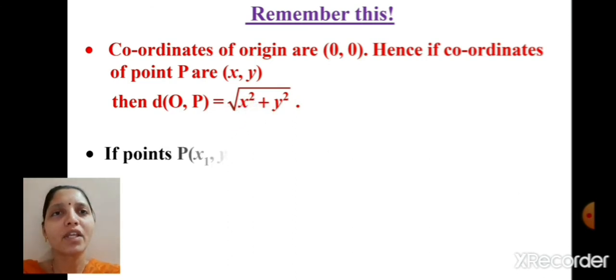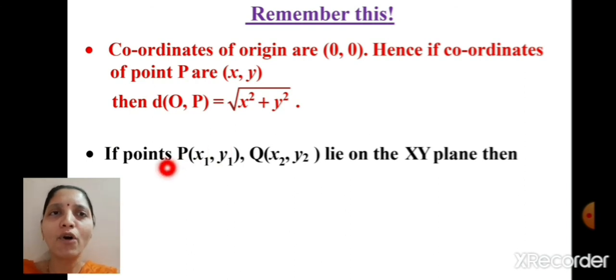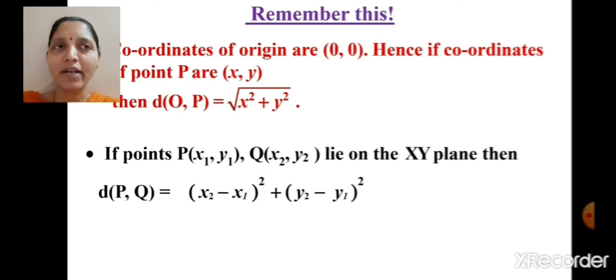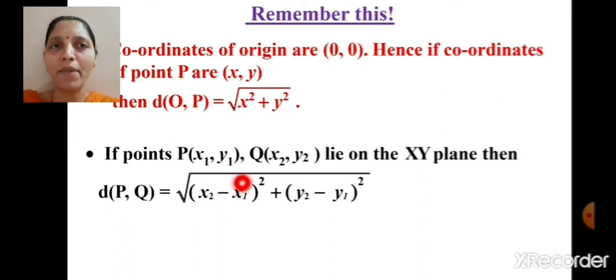Okay. Now second point, if point P has coordinates x1, y1 and point Q has coordinates x2, y2 and they lie on the xy plane, where xy plane means the plane formed by the x-axis and y-axis, then the distance of PQ is equal to square root of x2 minus x1 bracket square plus y2 minus y1 bracket square. So this is known as the distance formula.